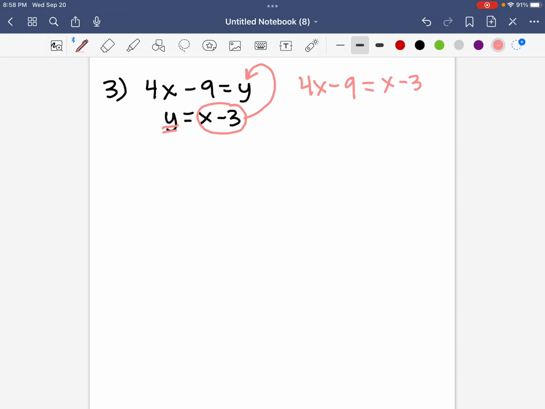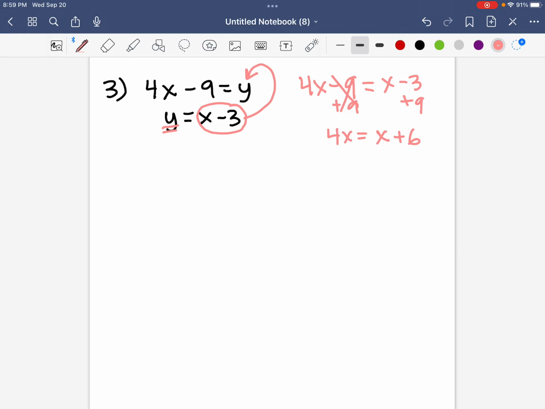Then from here, I can solve for x. So 4x minus 9 on the left side is equal to x minus 3 on the right side. I need to move my variables to one side and my numbers to the other. So I'm going to add 9. And that makes this 0 because negative 9 plus 9 is 0. And then I have negative 3 plus 9, that is a positive 6. Then I still have the x equals and the 4x.